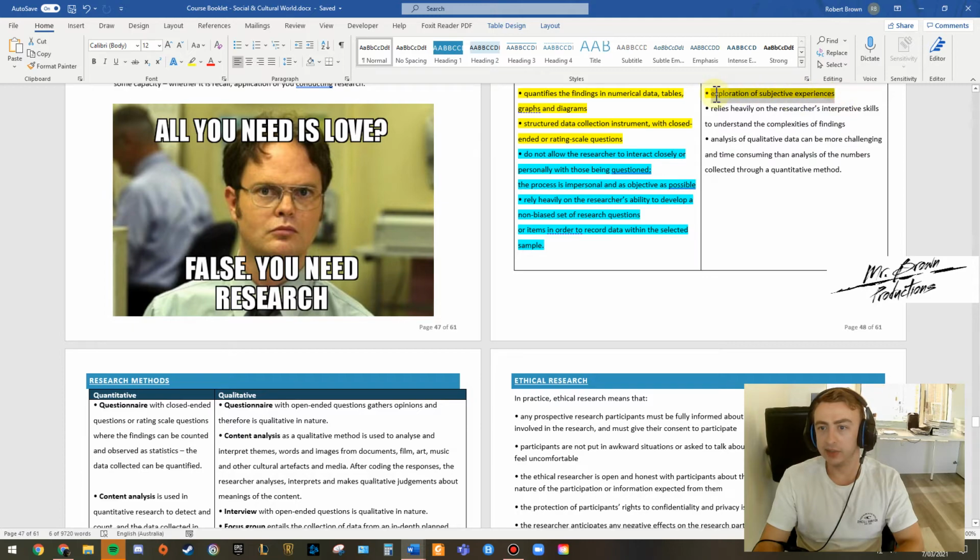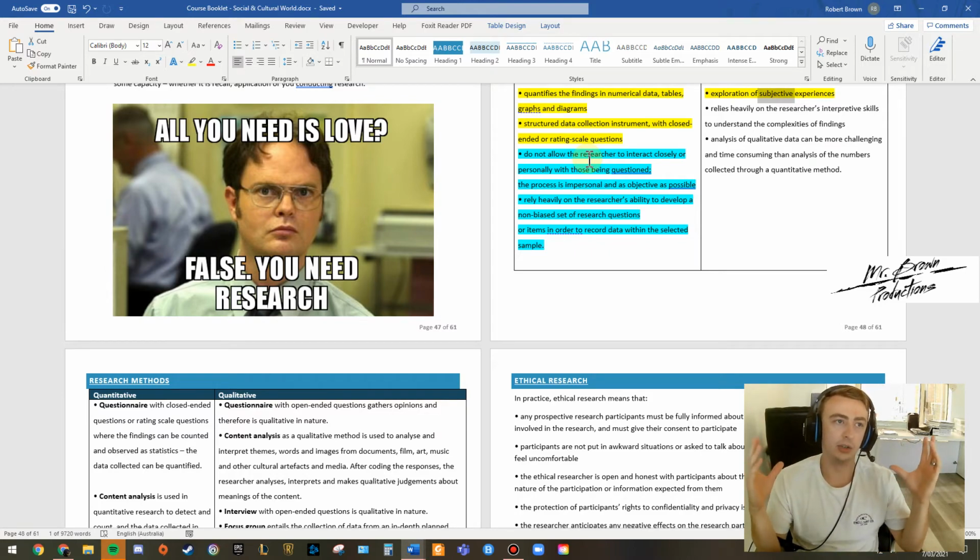And then the other one is the exploration of subjective experiences. So that idea that you can't really ascertain someone's feelings about something if you're asking them closed-ended numerical questions, but if you're in an interview, you can explore their subjective and cultural experiences. They can go into depth about their story. You can get the full background information, the context of it, and then you can apply meaning to it. So that's a really good strength there.